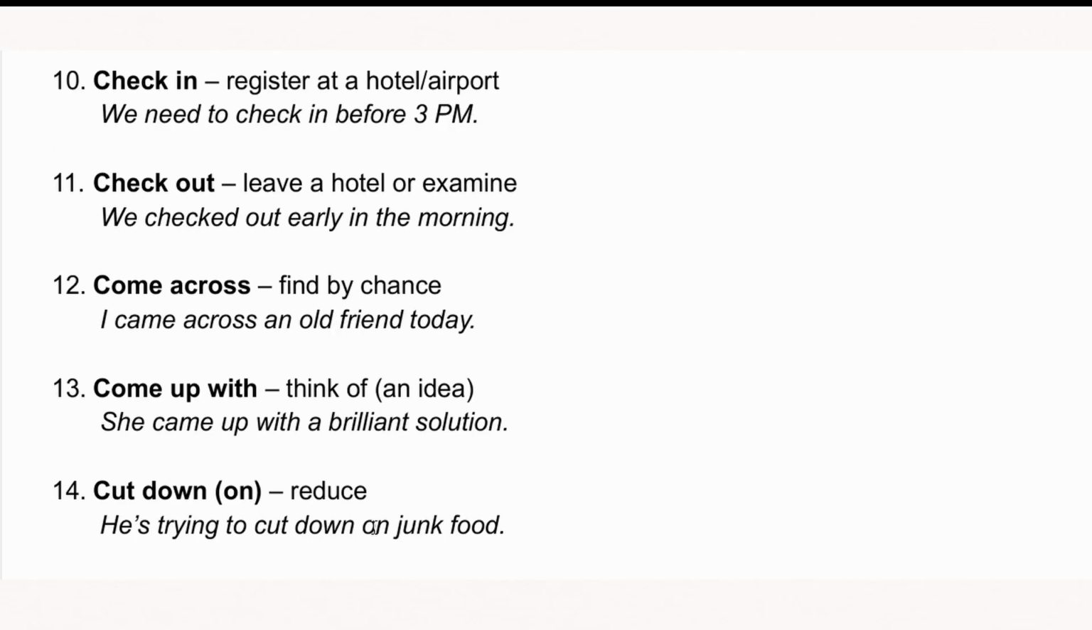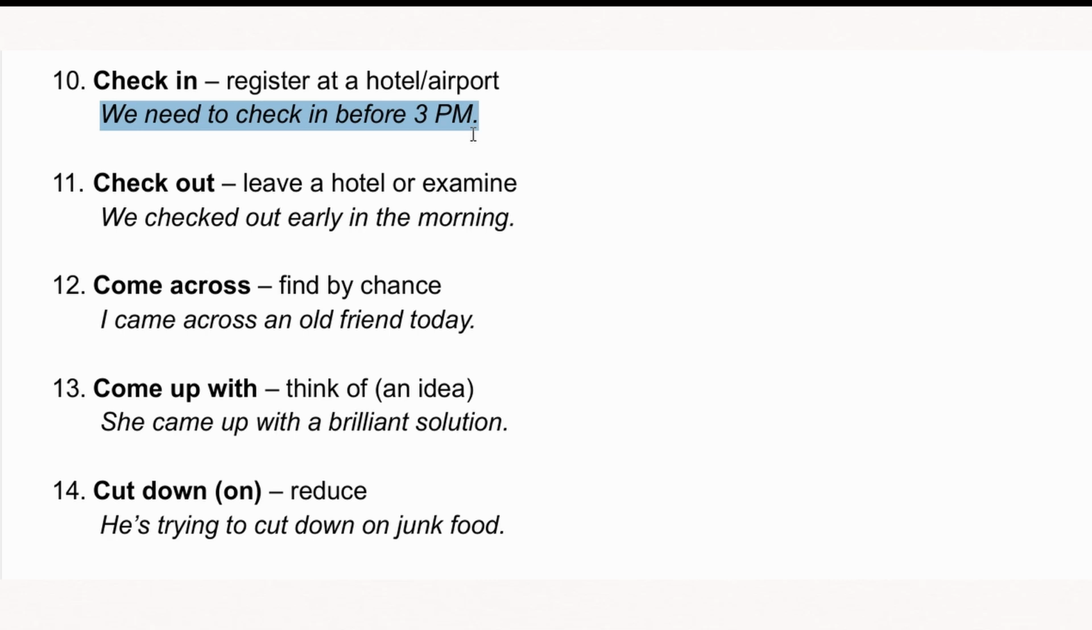10, check in. To check in, this means to register at a hotel or airport. For example, we need to check in before 3 p.m.